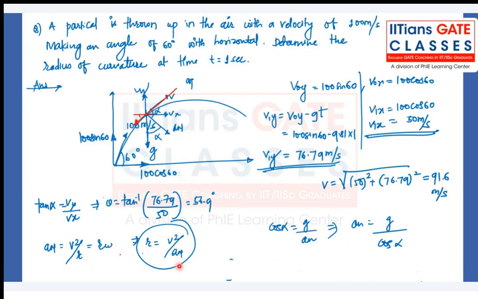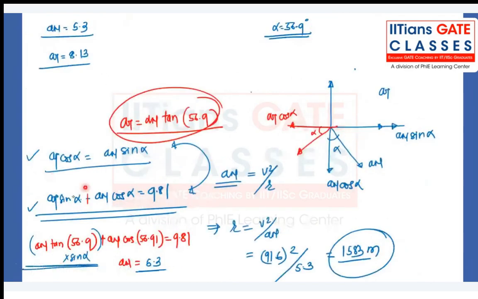So let's calculate AN now. We know that the downward component of the acceleration is 9.81. So the total vertical component is the vertical component of AT, that is AT sine of alpha, and AN cos of alpha. The sum of these two should be equal to 9.81.